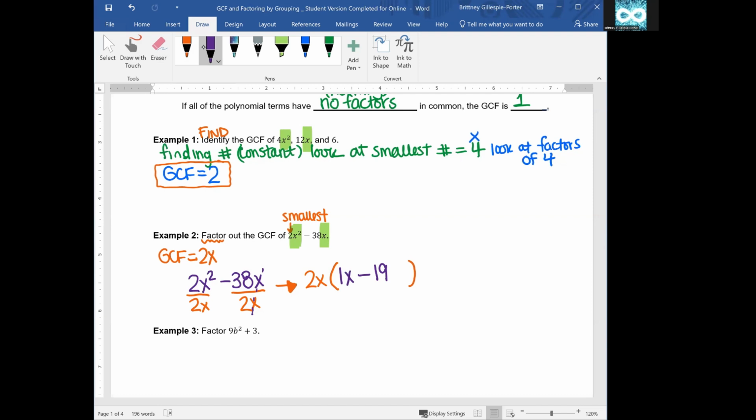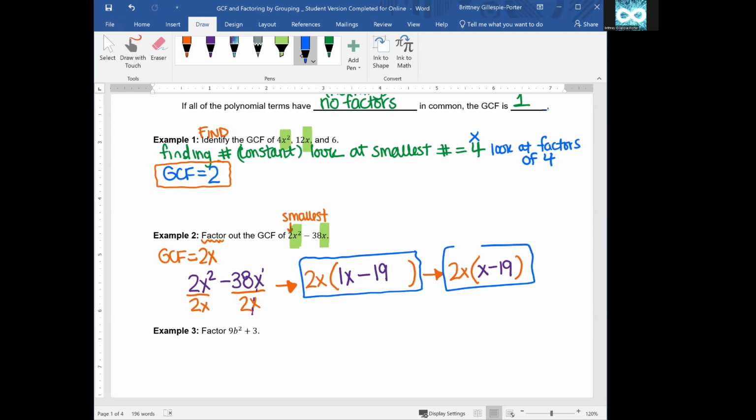I'm going to rewrite this one more time the way that you'll see it written by a mathematician. They're going to have 2x times, instead of 1x, they're just going to say x minus the 19. Either one of these is fine. You can submit either one and get credit. Just remember that 1x is the same as x.